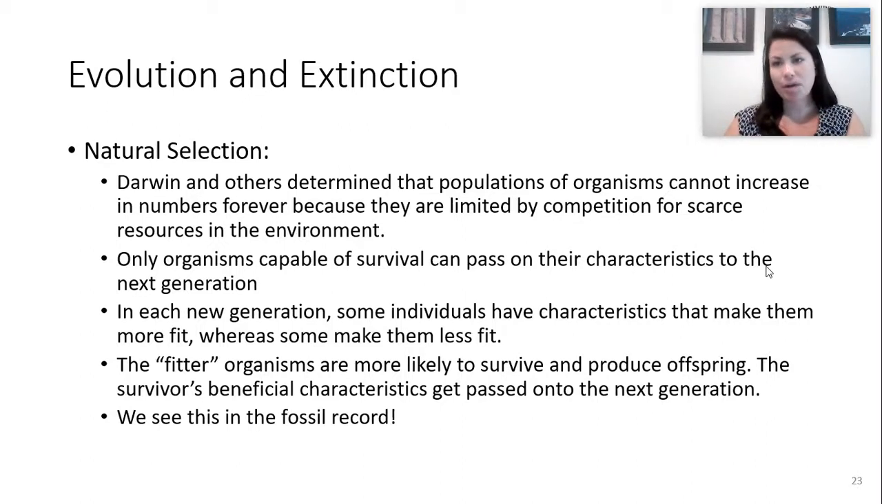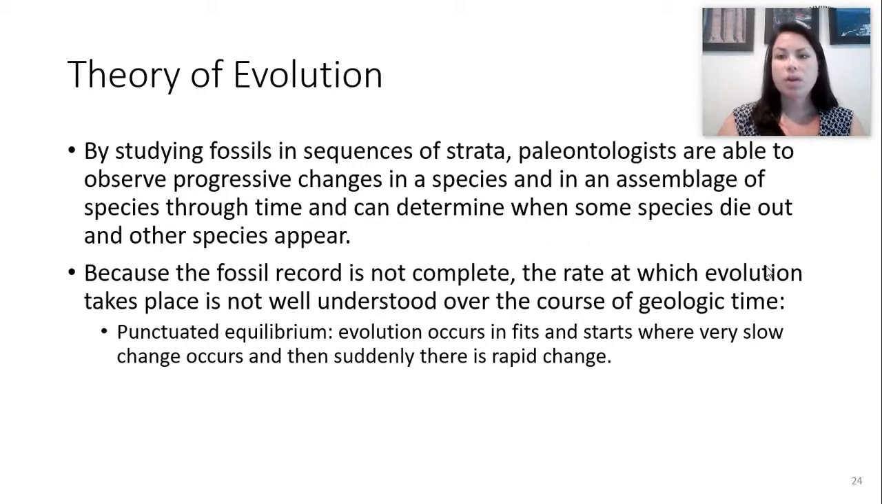And we can see the progression of this in the fossil record. The theory of evolution is that by studying fossils in sequences and strata, paleontologists are able to observe progressive changes in a species, or in an assemblage of species through time, and can determine when some species die out or another species appears. Because the fossil record is not complete, the rate at which evolution takes place is not as well understood over the course of geologic time.